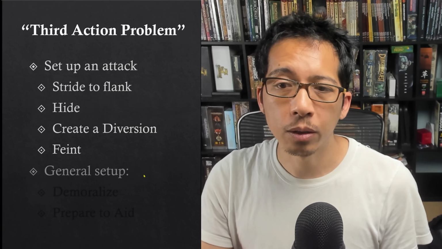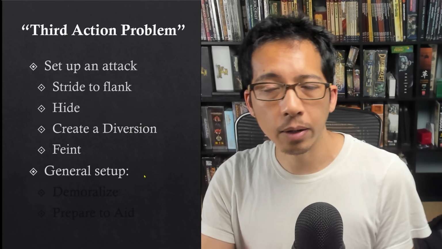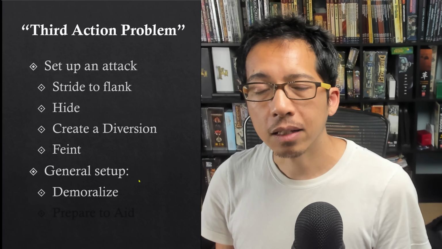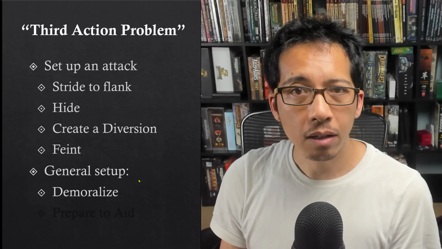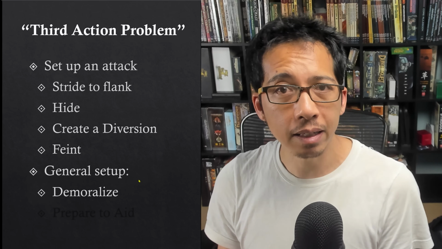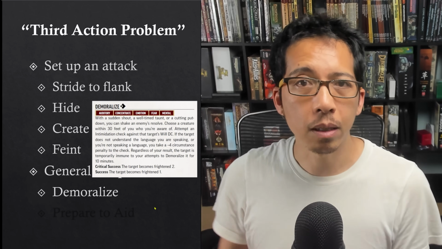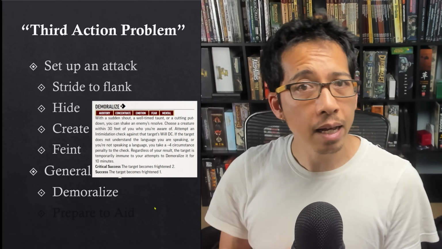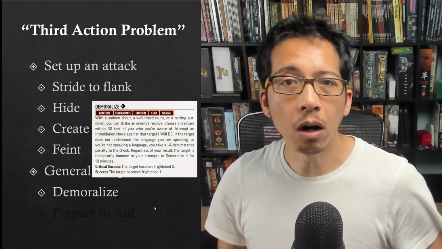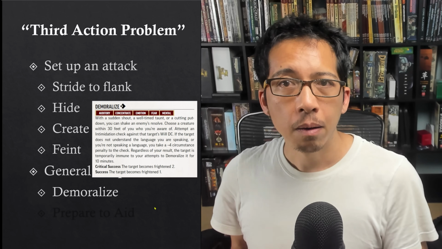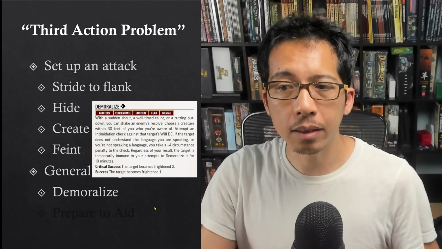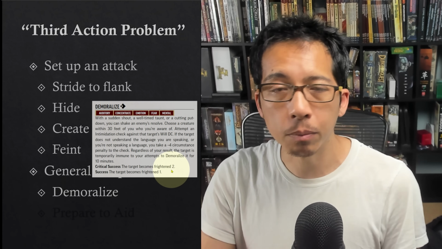Then there's what I call general setup actions that help you and your allies. Demoralize is an intimidation check that is very powerful. Within 30 feet, you can say something that intimidates a foe and gives them the frightened condition. If you succeed, they become frightened 1, and that gives them a status penalty to every single check and DC that they have. So all of their attacks are penalized. Their armor class is a DC as well. That gets penalized too. If you critically succeed, this frightened value becomes 2.